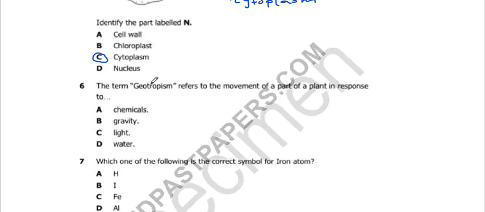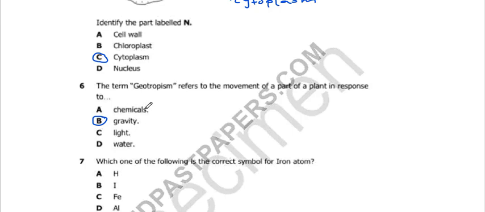And the term tropism simply means response. So geotropism is simply the response of plants to gravity, geo meaning gravity, right? So whenever you hear the term geotropism, you should remember it is referring to the movement or the response of a part of a plant to gravity. So the correct answer is gravity.